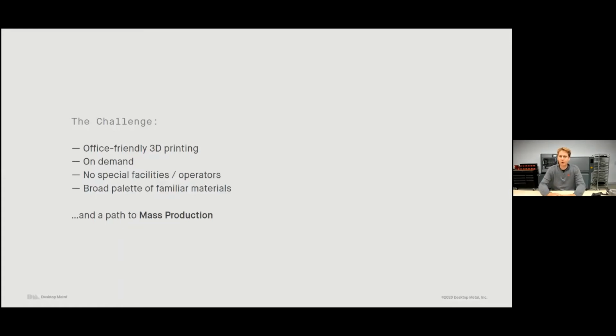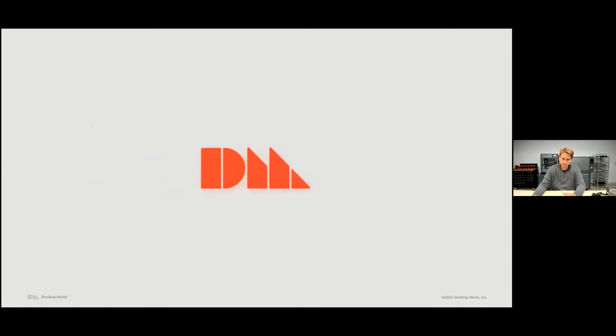At the same time, we wanted to give people a broad palette of familiar materials that they are already used to working with, that they've used in the past. And at the same time, we wanted to give engineers and designers a path to mass production. We didn't want 3D printing to stop just at the prototyping design stage, the low volume stage. We wanted to move to that mass production to actually make 3D printing viable for those higher volumes. So that's really how DM was founded.